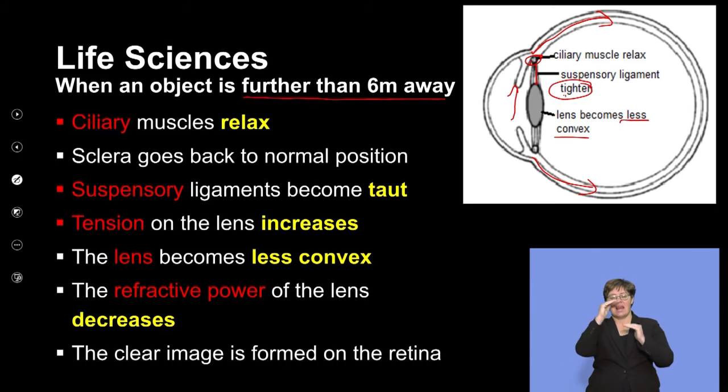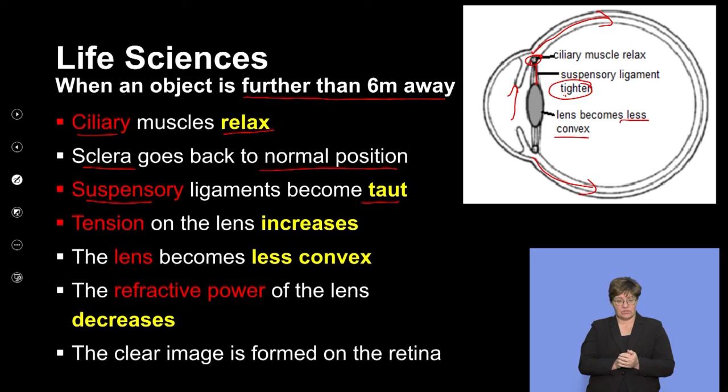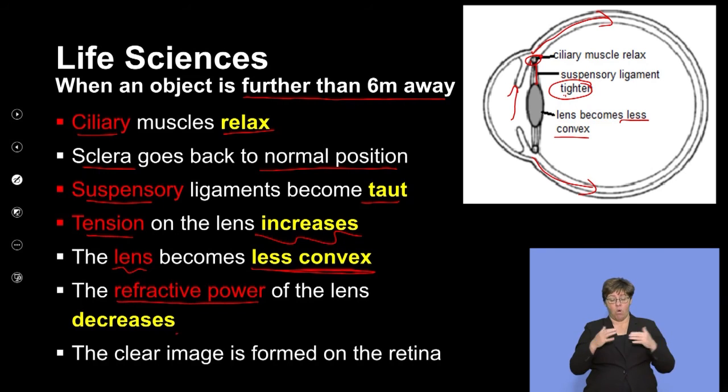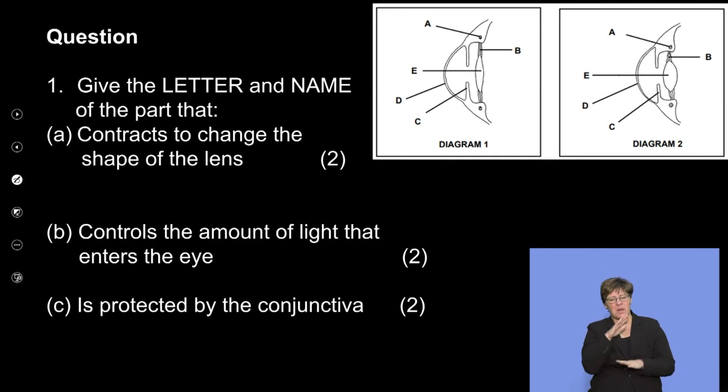So what must you know? Firstly, the ciliary muscles relax. The sclera goes back to normal position. Suspensory ligaments become taut. Tension on the lens increases, the lens becomes less convex, right? The refractive power will decrease and there's a clear image on the retina. Right, so that is basically accommodation. So let's just look at a question or two.